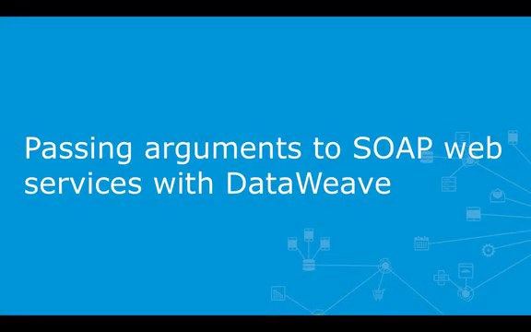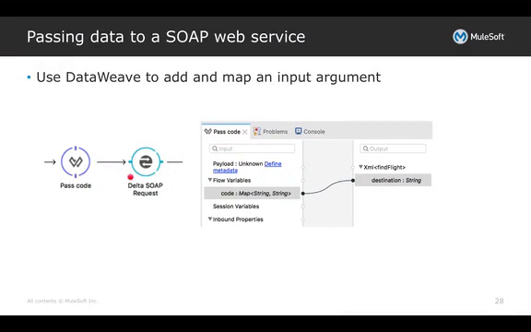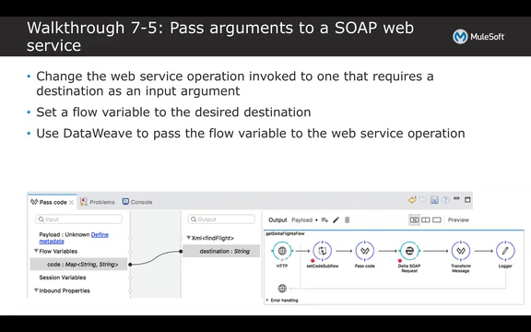Passing arguments to SOAP web services with DataWeave. Now, what if we need to input something to our web service? We need to form an XML structure or envelope to send out through the SOAP service. Well, in this case, that's what we're going to look at. We'll see how to map an input argument into DataWeave when it needs one. That'll be our walkthrough 7.5, where we pass an argument to a SOAP web service.